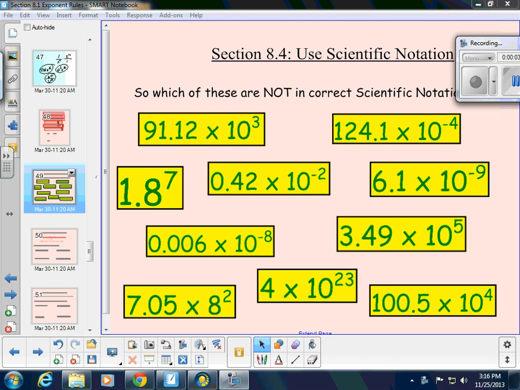Today's lesson is on section 8.4, using scientific notation. In this chapter 8, we've been doing a lot with exponents and exponent rules, ways to simplify problems with powers. Scientific notation also has powers involved when we write a number in scientific notation. And we're going to learn some ways we can actually use the rules we've learned so far in this chapter with numbers that are in scientific notation.